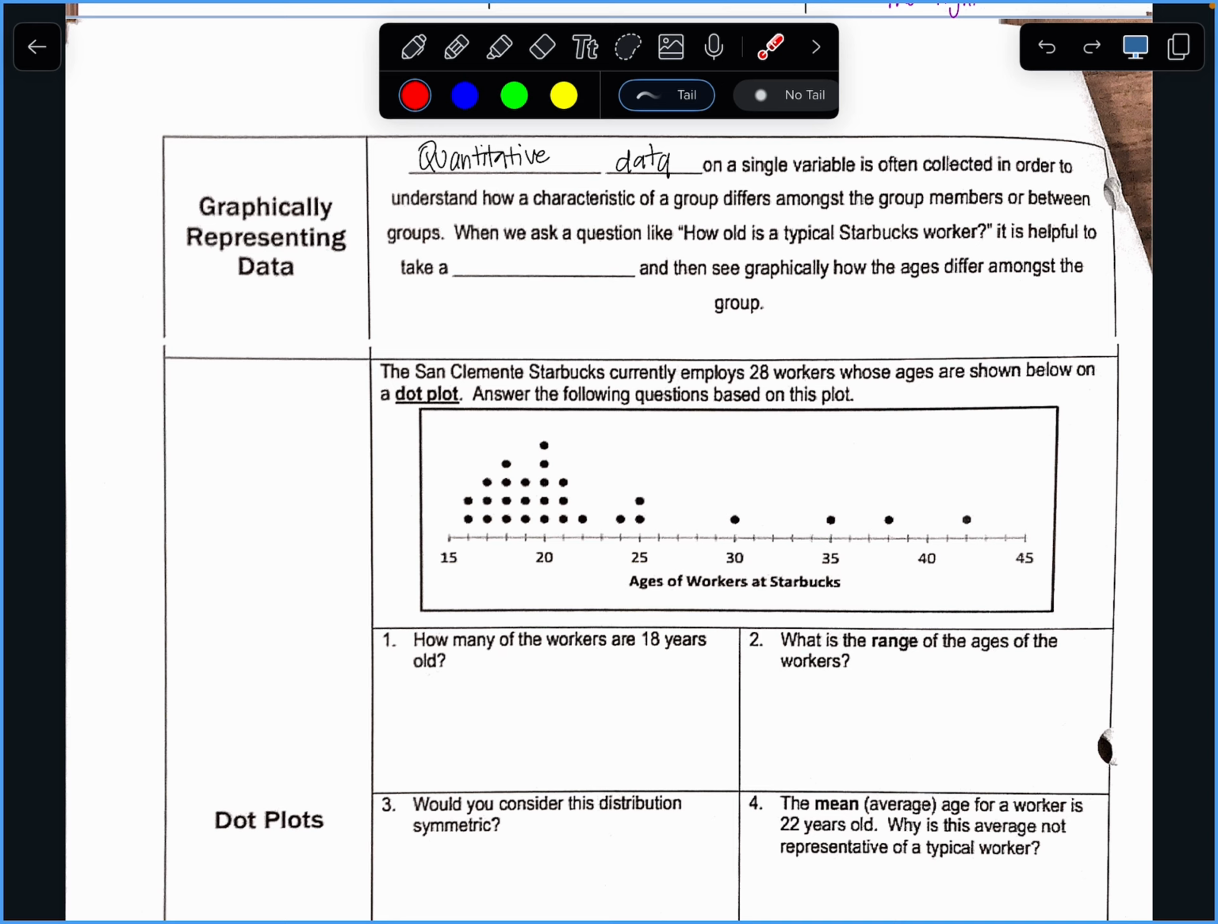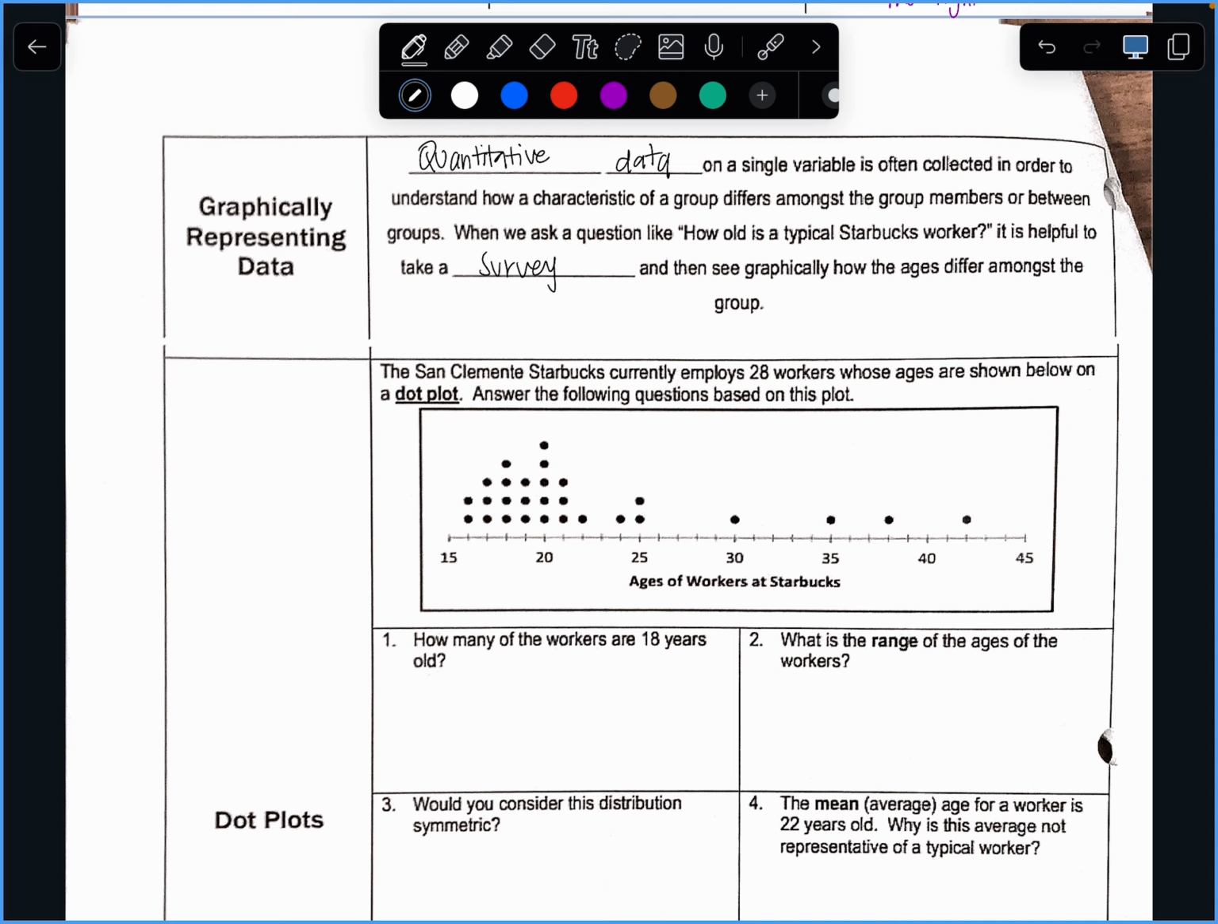So what do you think we're going to do in order to find out how old is a typical Starbucks worker? What do you think we're going to do, guys? Survey them. Survey. We're going to ask them, right? So let's go to the nearest Starbucks. What's the nearest Starbucks here? This one right here, right by Albertsons, right? And then what's the next one? By McDonald's. And which was the next one? Delmar. Or the one in Talega, right?